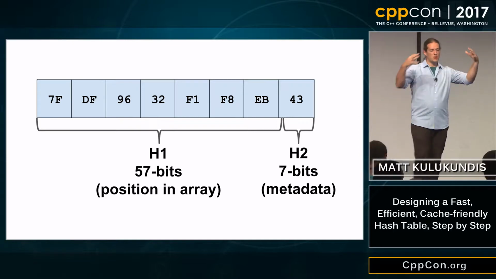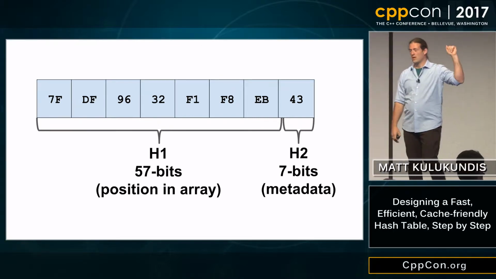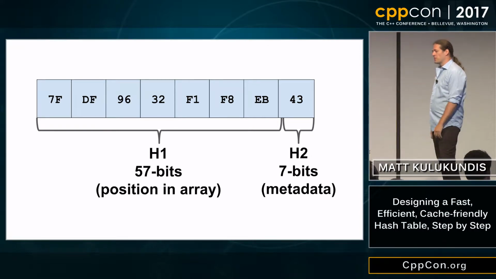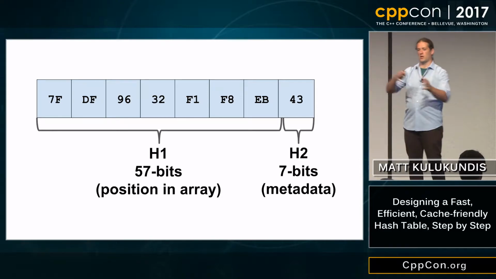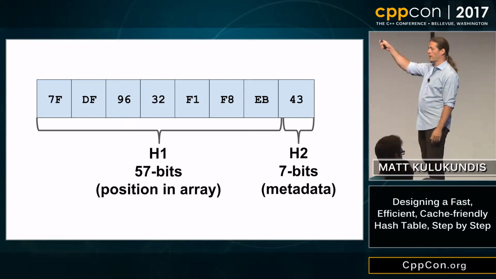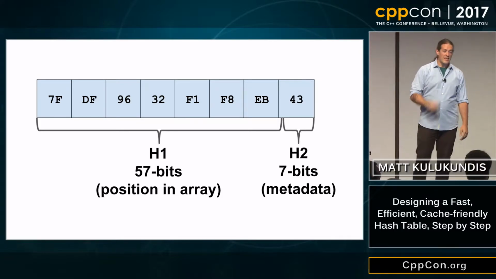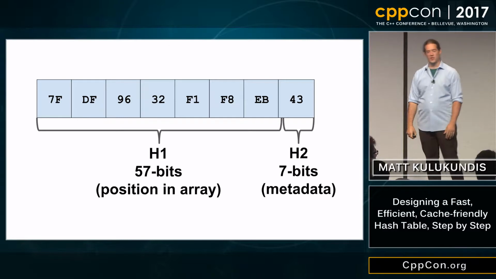Now we have a 2-level hash table. H1 is 57 bits, and it tells us where to look in our backing array. H1 is what we take the modulus of when we're figuring out where to go. H2 gives us this little bit mask that has to appear in the control bytes.